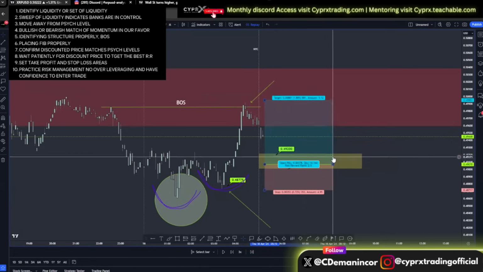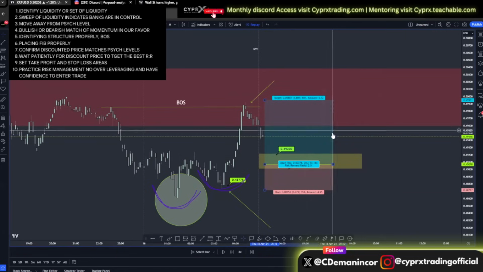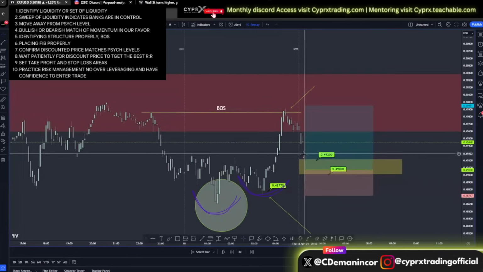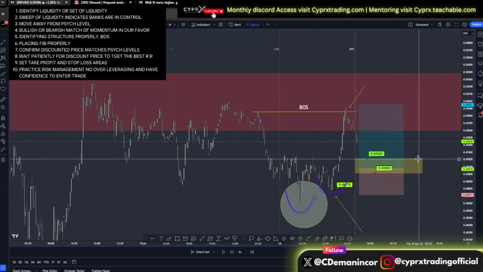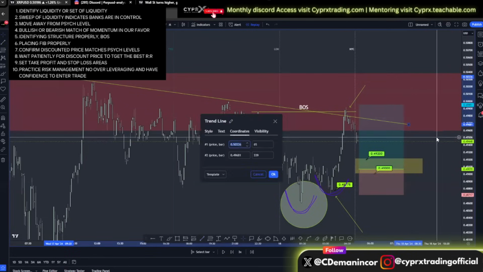So is this a logical and sensible trade to take to expose our capital and get at least a 1 to 2 risk to reward minimum? Yes, it is. That lines up with the criteria that we look for to take and place trades here at CYPRX. Take profit 2, we can zoom out and start to target again that trend line area that I mentioned to you guys at the beginning of the call.